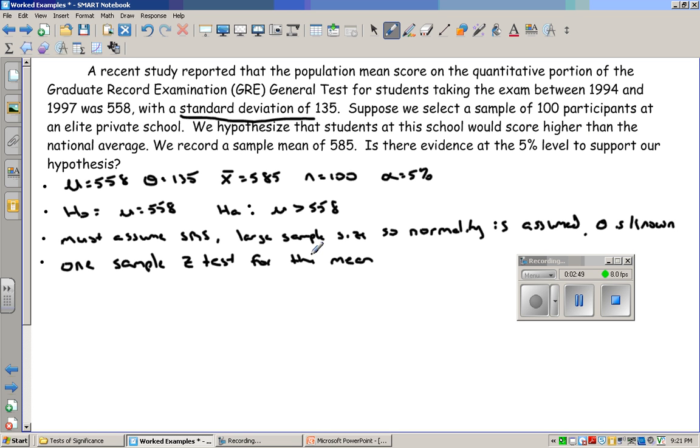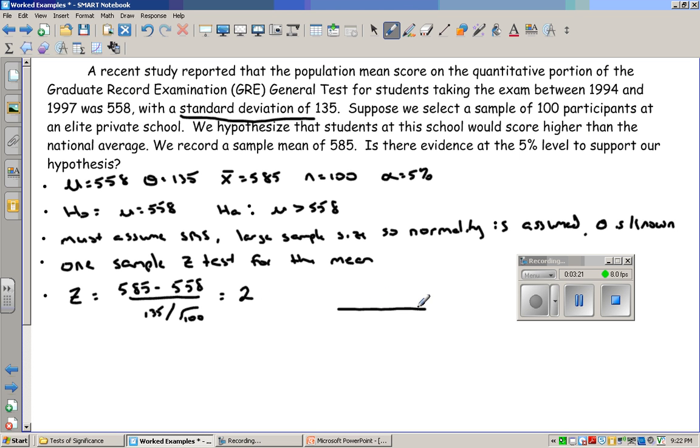Next up, we need to get our test statistic. The formula we're going to use is the z-score. The z test statistic is going to equal the sample mean, 585, minus the population mean, 558, divided by the standard deviation of 135, divided by the square root of the sample size, 100. Let your calculator do the work for you, and it will provide you with a test statistic of 2.